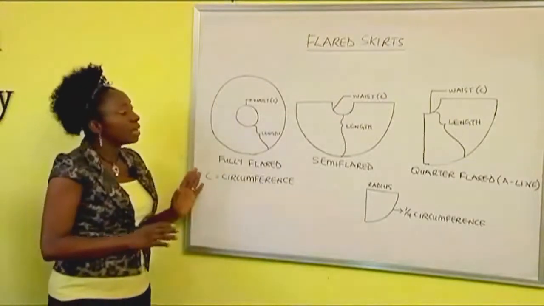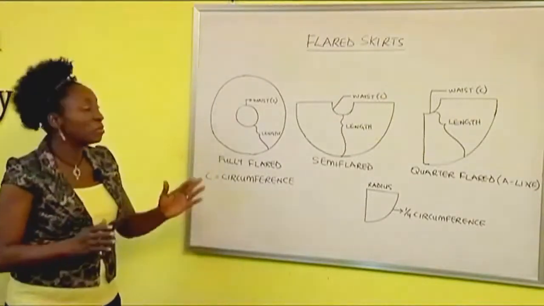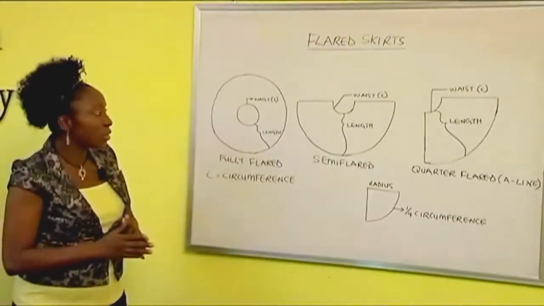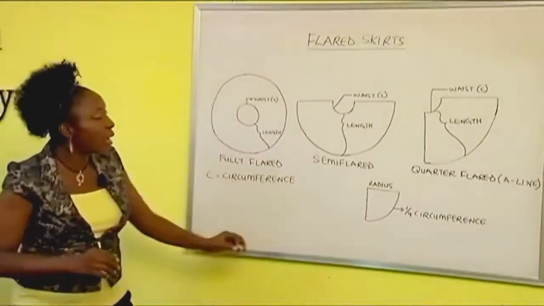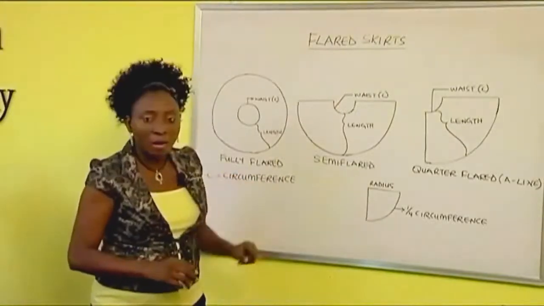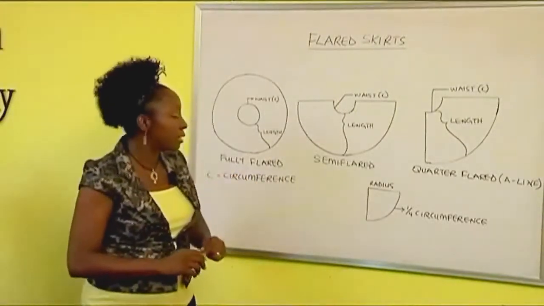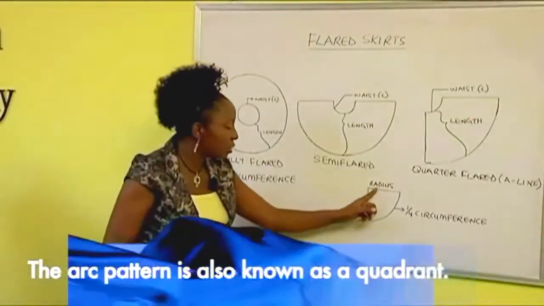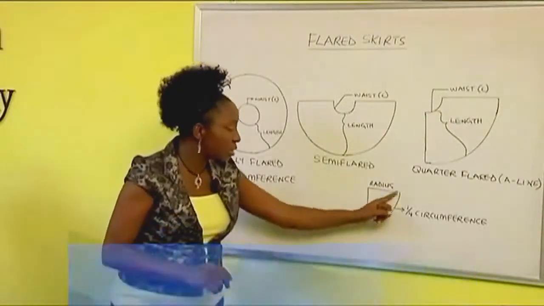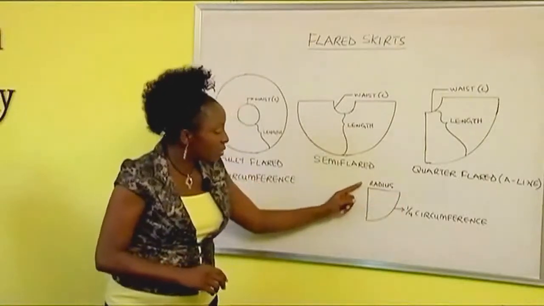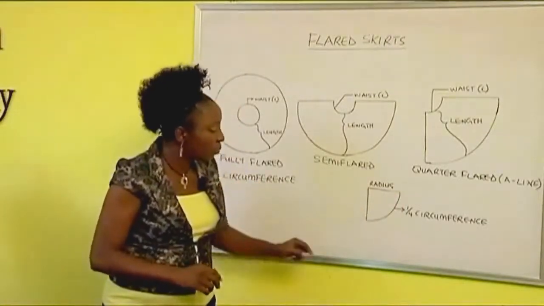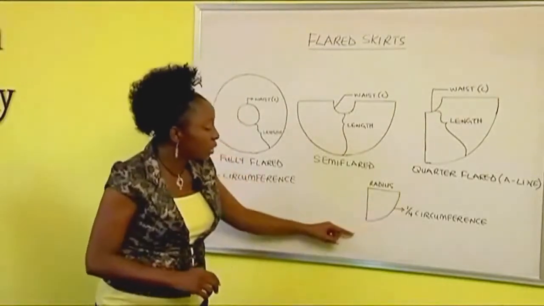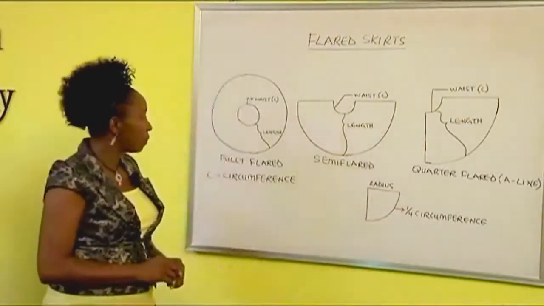Now to make our pattern, obviously we're not going to make this huge pattern of the massive skirt, but we're going to make the pattern called the arc. It's called the arc pattern. You can see the radius here, just like a quarter circle. This is the middle of the circle, and this part here, which represents a quarter of the circle, is a quarter of the circumference.